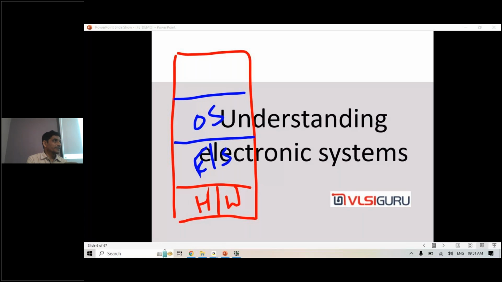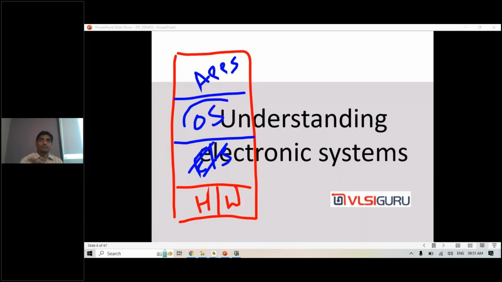Install applications, right? Different apps you download and install. This is how most of the complex electronic systems will be. I mean, there could be systems where you may not have embedded systems at all. I mean, the OS itself might do all the work, or the embedded system might do all the work. But if you talk about a generic electronic system, it has got four layers.